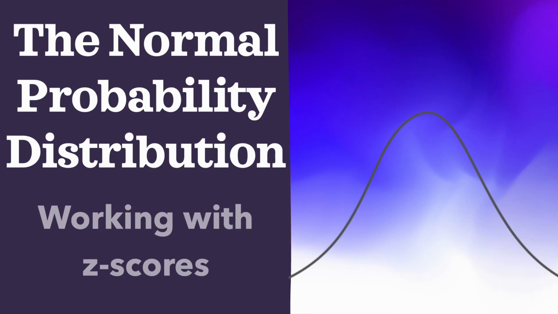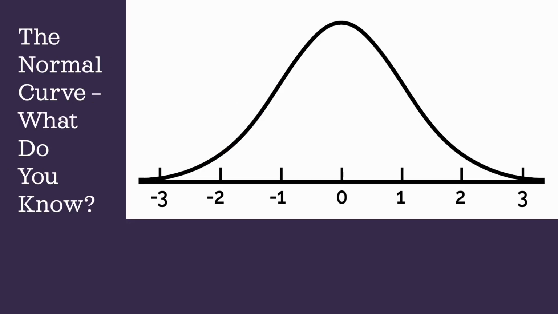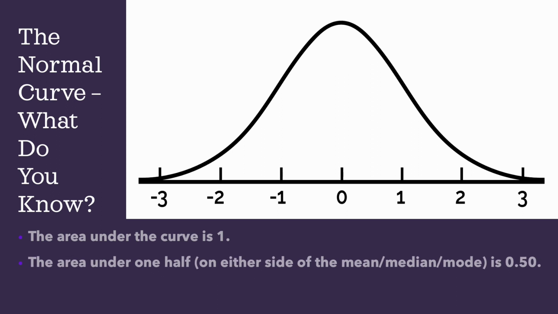In this video, we're going to use a single z-score to figure out the area under different sections of a normal curve. So what do you know when you're working with a normal curve? First, the area under the curve is 1, or 100%. Second, half of the curve on either side of the peak, which is mean, median, and mode, is going to be 0.5, or 1/2. And finally, the curve is symmetrical.